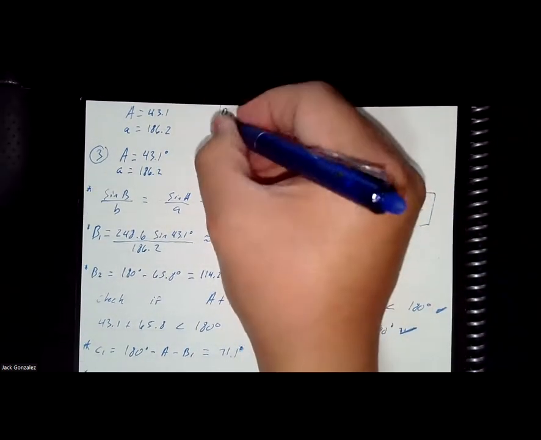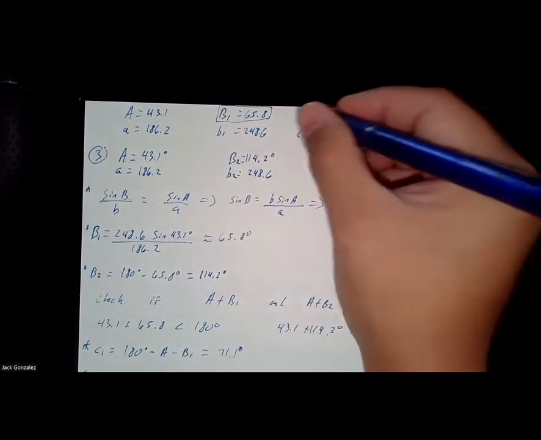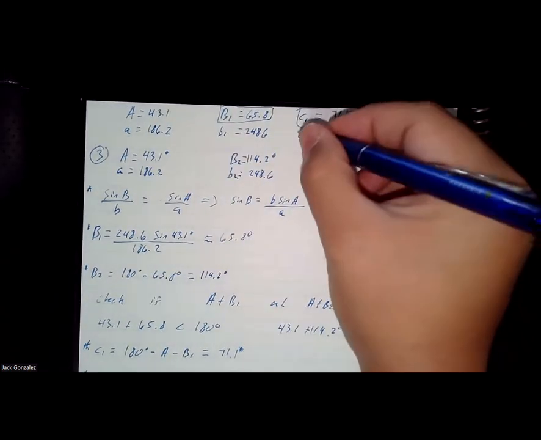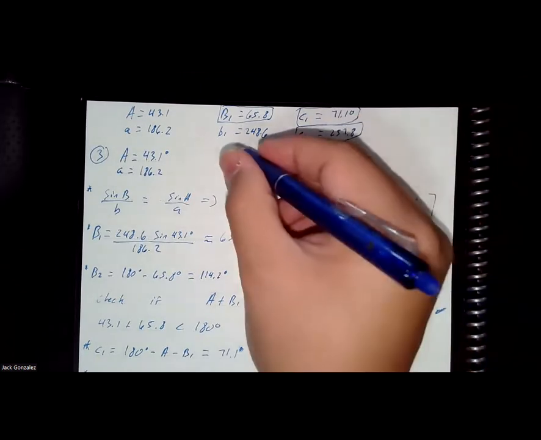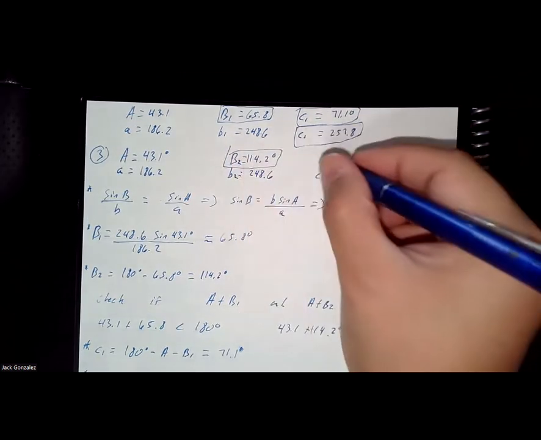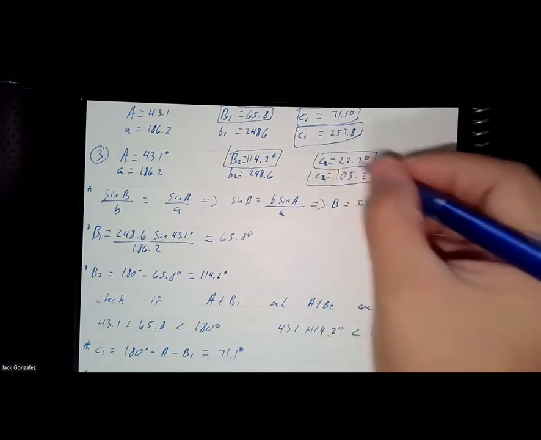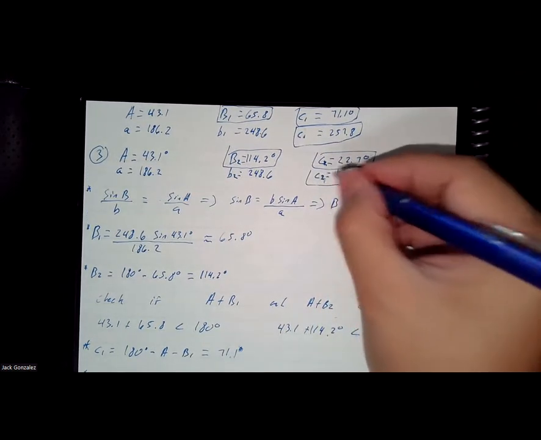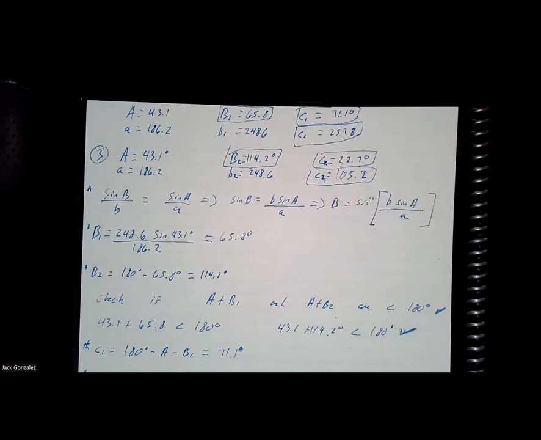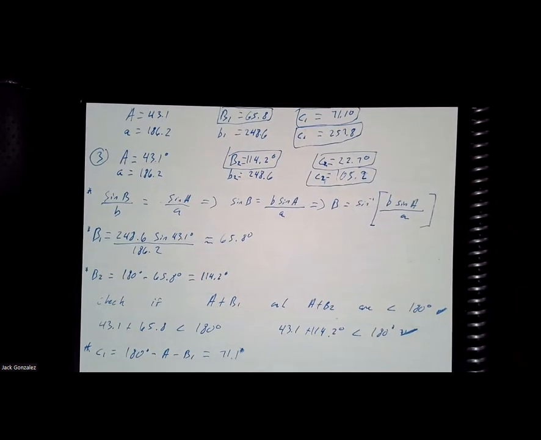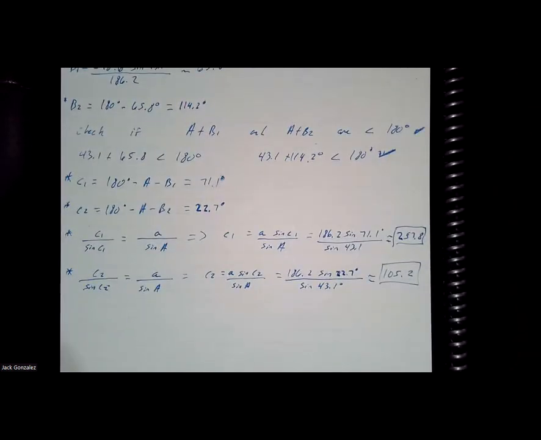So we found B1, C1, c1, B2, C2, c2. The rest was fixed. Okay, so that's number 3. I think that was the hardest question on this test. The rest aren't too bad.